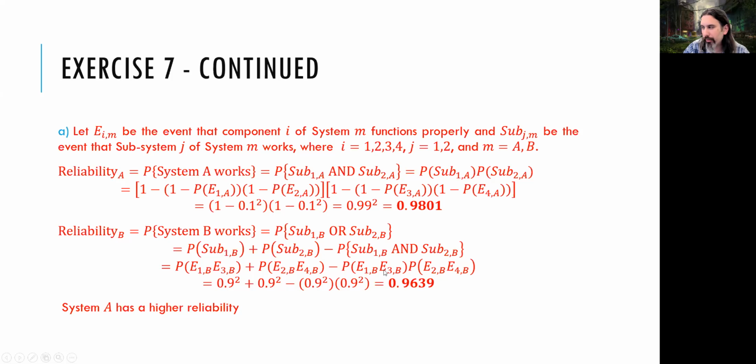Or both of them work. This is multiplied by each other. As you can see, we can just write the numbers in there. It's easy to write. And we get 0.96, 96% reliability.